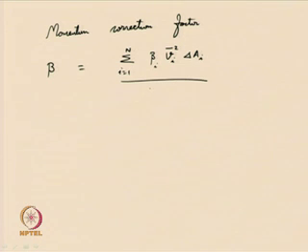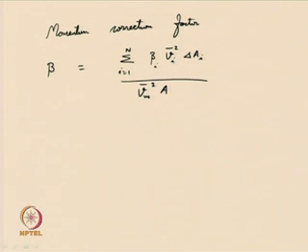you can give this as beta equal to the sum from i equal to 1 to n of beta I V I squared into del A I, divided by V m squared A. This is the form.